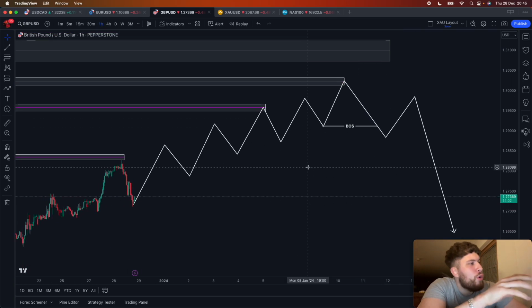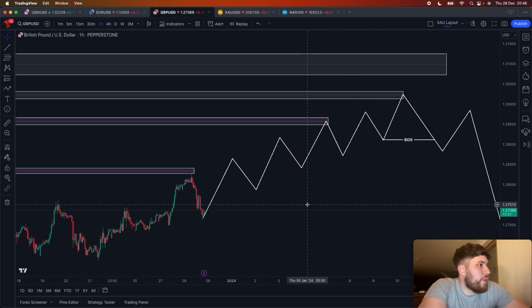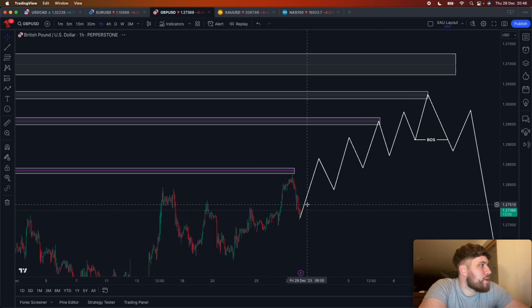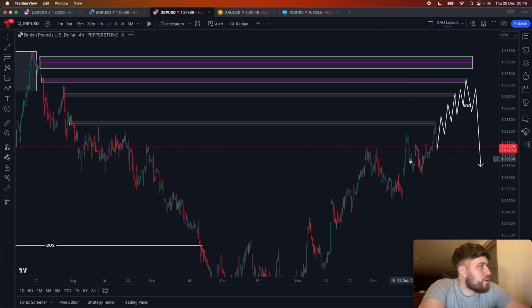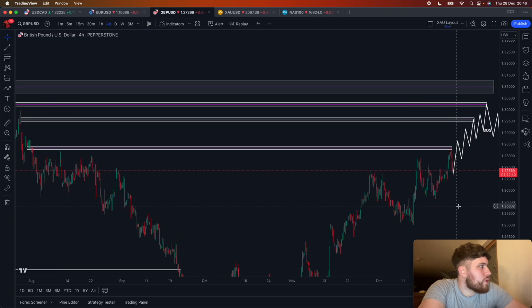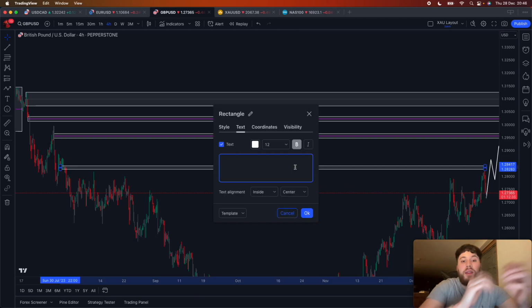I've given you my thought process with where and what we could be looking at, and the confirmation we need in order to actually enter on these markets. So what I'm going to do is highlight these four zones for you all, just so you can mark them out yourselves, and you can apply them to your own charts.